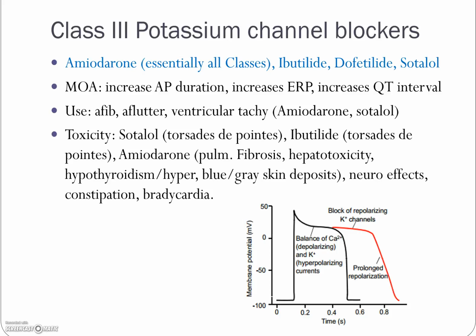They're typically used in atrial fibrillation or atrial flutter or ventricular tachycardia, particularly amiodarone or sotalol. Sotalol and ibutilide can cause torsades de pointes, so be wary of that. Amiodarone can have problems in individuals with pulmonary fibrosis, or it can cause hepatotoxicity, hypothyroidism, or hyperthyroidism issues, and it can cause skin deposits as well. You may also see neuro side effects as well as constipation, bradycardia with these class 3 antiarrhythmics.